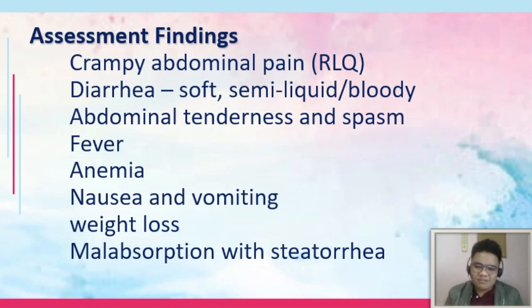Fever is present. This is an inflammatory problem. Anemia is present because of bleeding inside. Nausea and vomiting. Then weight loss. Weight loss basically because there is a problem in absorption of nutrients, which supposedly normally occurs in the small intestine. Then you have malabsorption with steatorrhea.